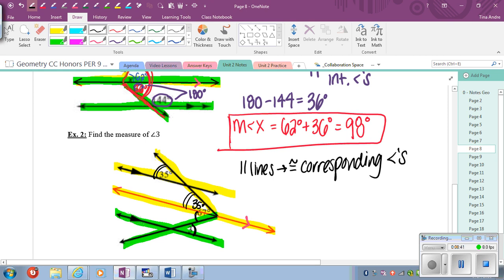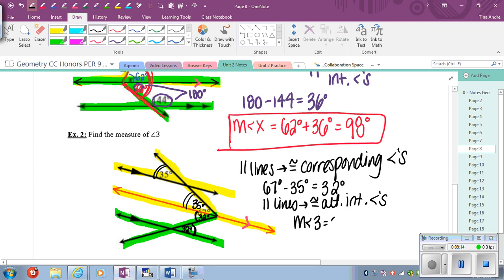So that gives me 35. Then I'm going to say 67 minus 35. That'll give me that other portion I want. So 67 minus 35 gives us 32. So that means this portion of 67 has to be 32, which now means angle 3 has to be 32. Because remember what we said, parallel lines imply congruent alternate interior angles. So now I can say angle 3 is 32.